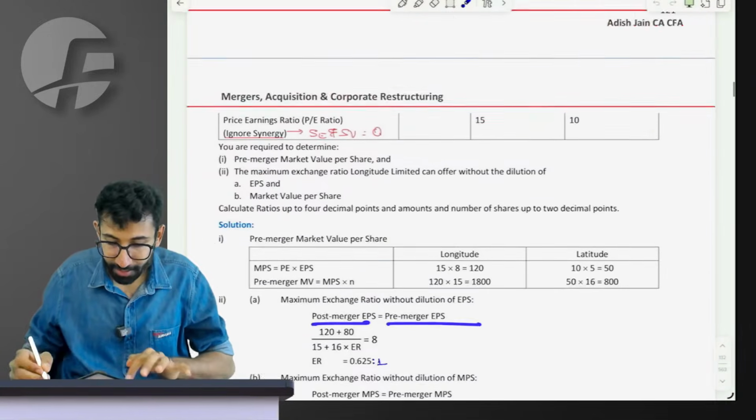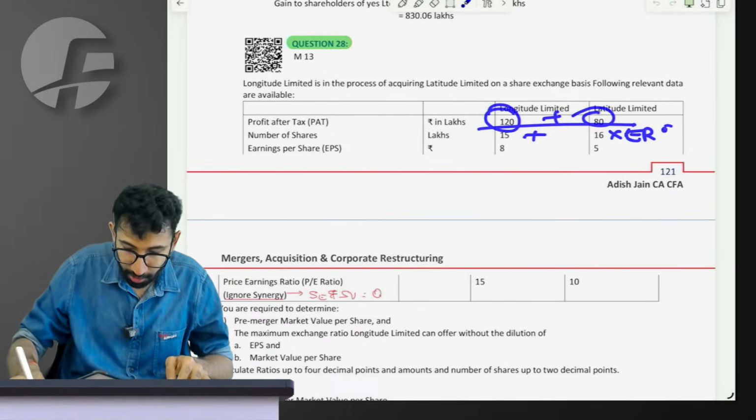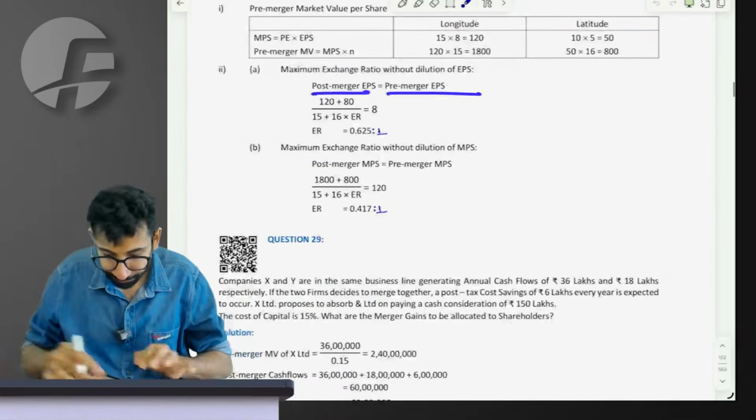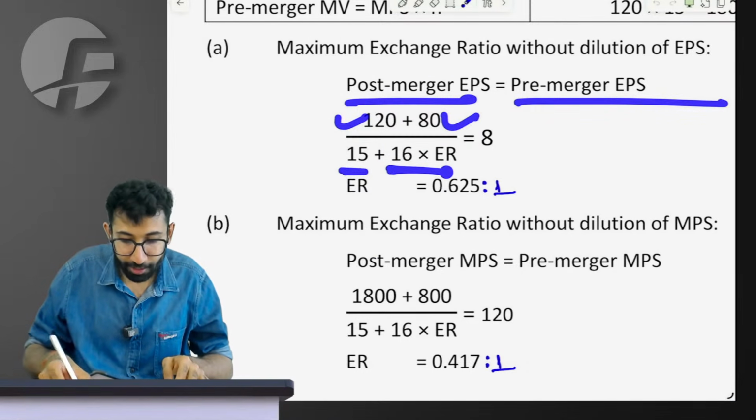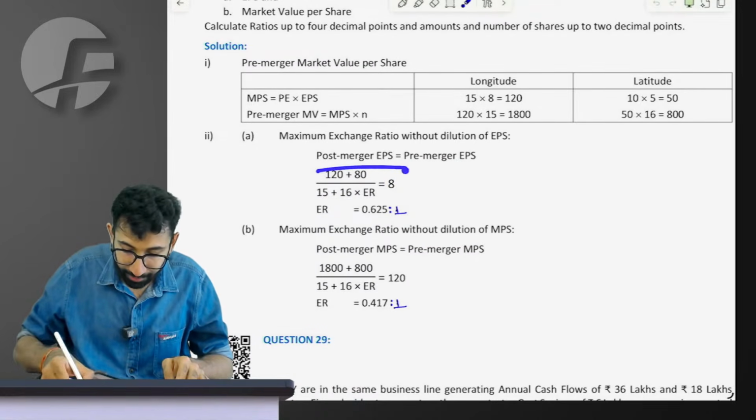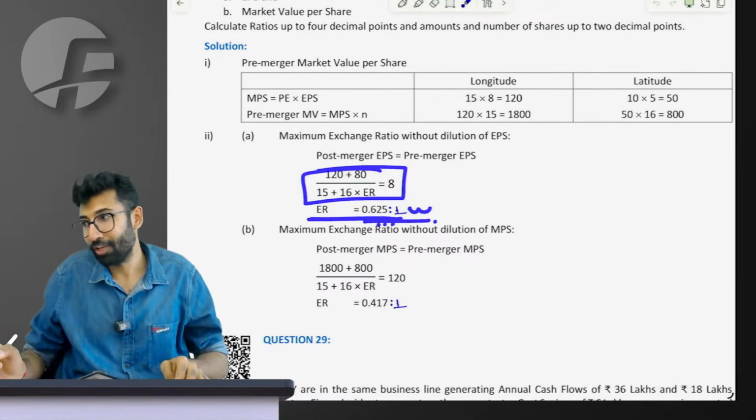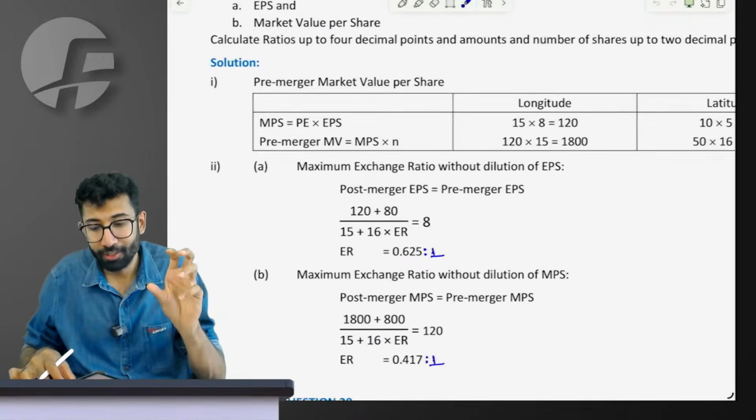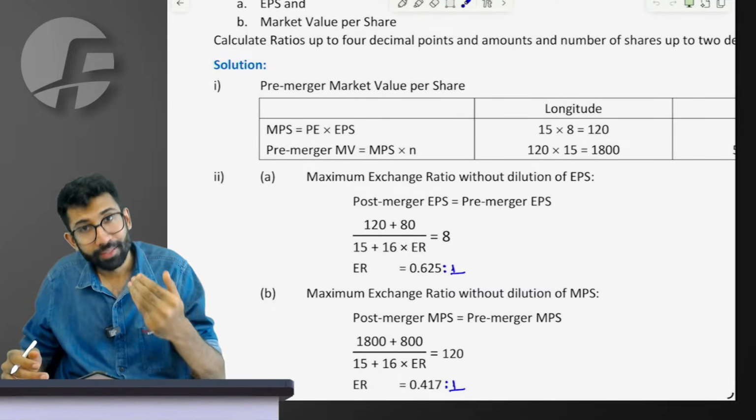Post-merger EPS is at least equal to pre-merger. So my part plus your part divided by my shares plus your shares into such an exchange ratio, it is at least equal to 8. So my part 120, your part 80. 15 plus 16 into such an exchange ratio, it is at least equal to pre-merger EPS of 8. In this entire equation only one number is missing, which if you calculate gives you 0.625. Are you all able to connect the practical application of it in a question?